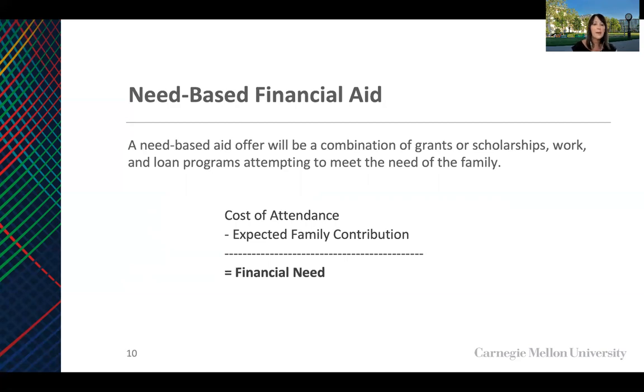So for example, at Carnegie Mellon, I will just give a general, easy-to-do math problem here. If your cost of attendance is $75,000 for the year and your expected family contribution is $25,000 for the year, that will leave you a financial need of $50,000. At Carnegie Mellon, we are very close to meeting 100% of financial need with a combination of our university grants, work study, and federal loan programs. So that would mean we would look to meet that $50,000 need with those types of aid.